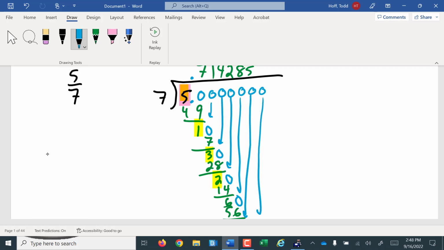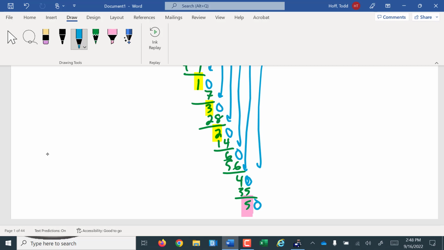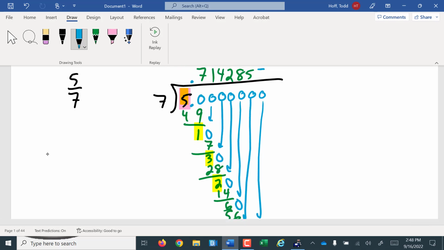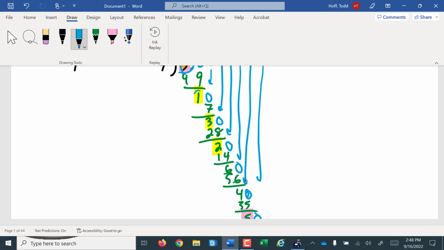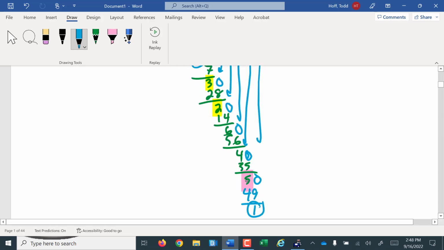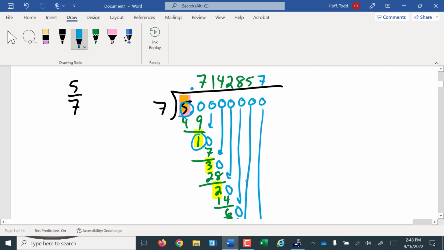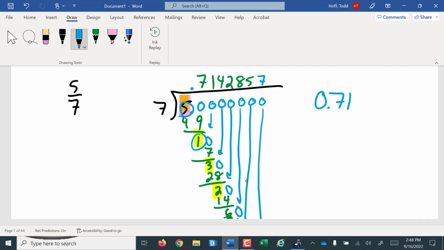If I add a 0 and bring it down, 7 goes into 50, 7 times, that's 49. And 1 is left over. Now we look up. We had 5 here, and 1 was left over. We had 5, and 1 was left over. It's going to repeat. So what that tells us is this will be 0.714285. And how do I indicate that they repeat? Put a line across all of them, from 7 to 5. All 6 of those digits will repeat. 0.714285, 714285, over and over again.